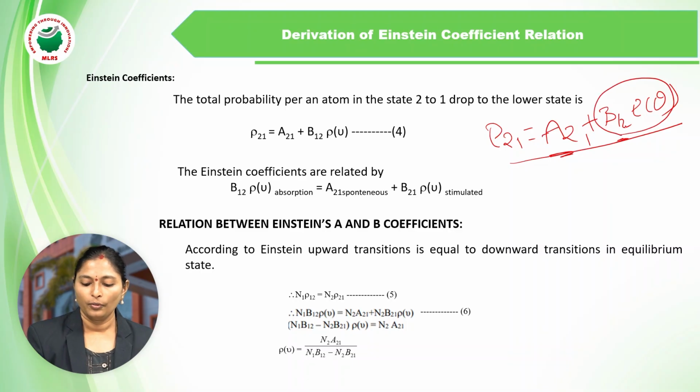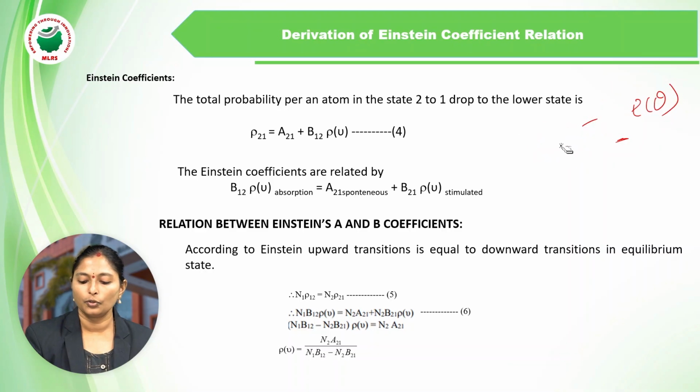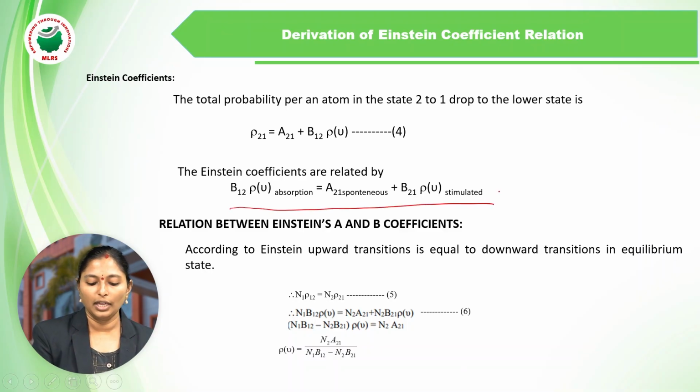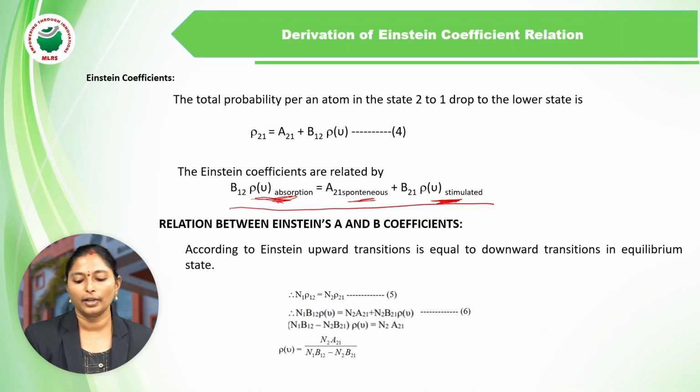Okay. So now, what is the Einstein coefficient relation? How to relate these 3 quantum processes? We are going to relate like this. B12 rho nu, this rho nu is the absorption. In the same way, A21 spontaneous emission plus B21 rho nu, stimulated emission. This is the relation. From this relation, we are going to get the Einstein coefficients. So now let us start.